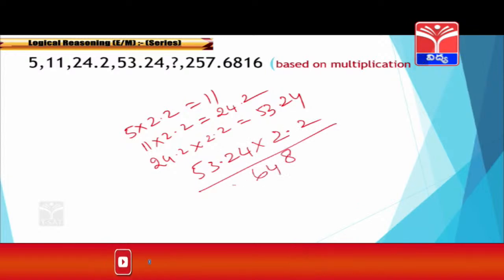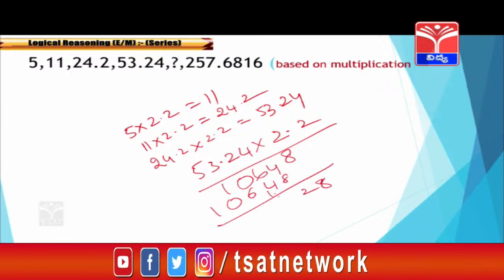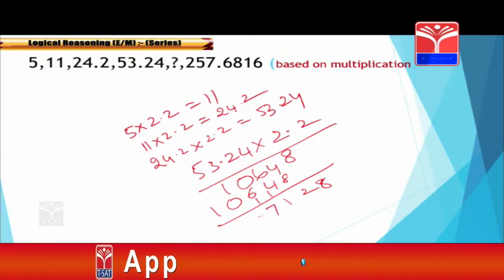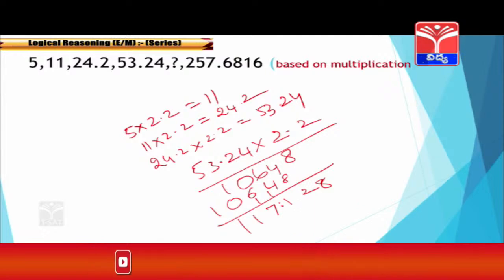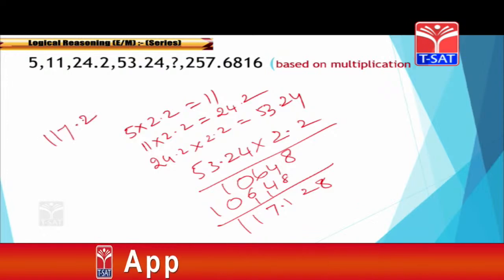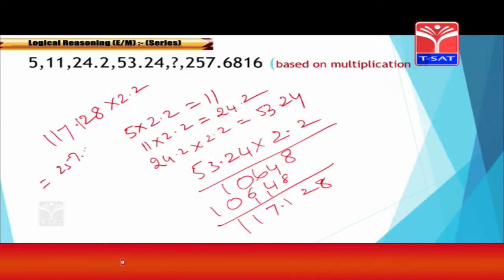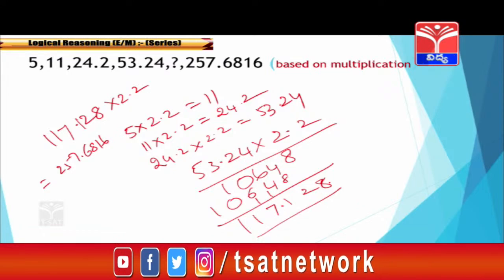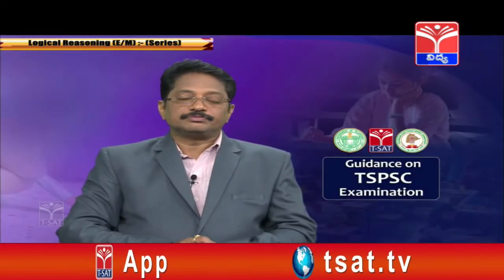8, 4, 6, 10. 8, 12, 6 plus 4, 10, 11, 7, 1. Means it is simply, what is the answer here? 117.128. So the answer is 117.128. When you multiply by 2.2, we will get 257.6816. Clear? So here the multiplier is 2.2. That's very important. Clear? So practice is very important.